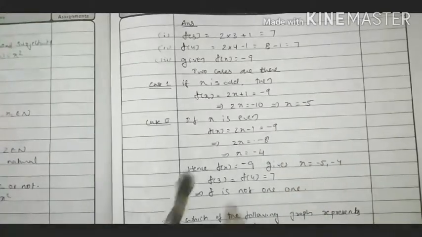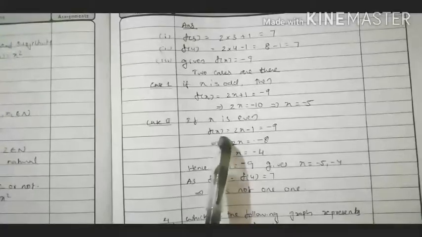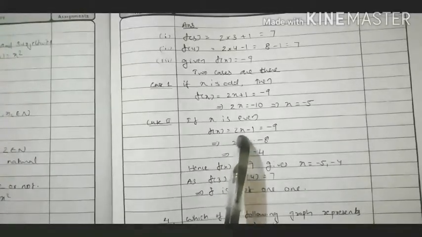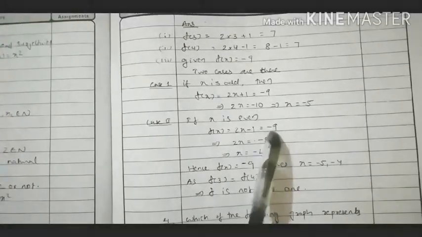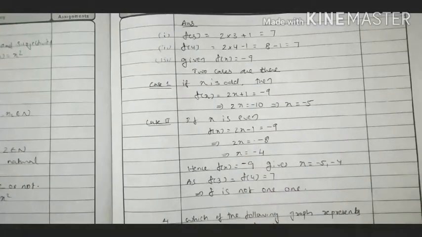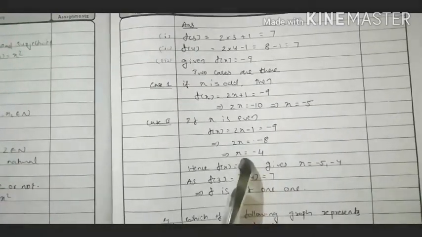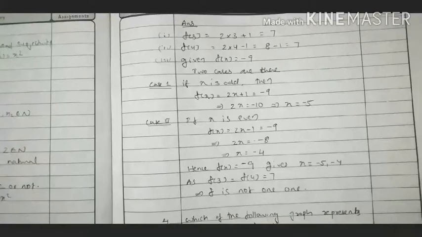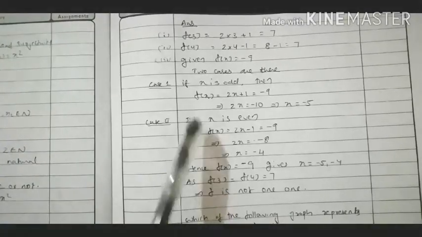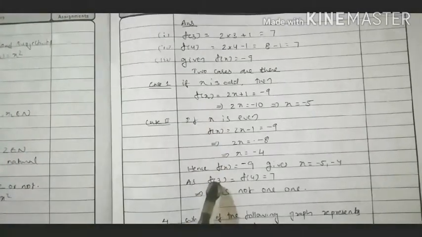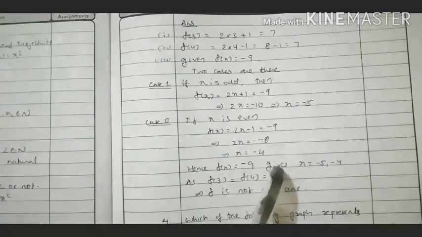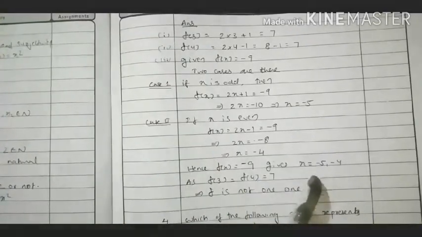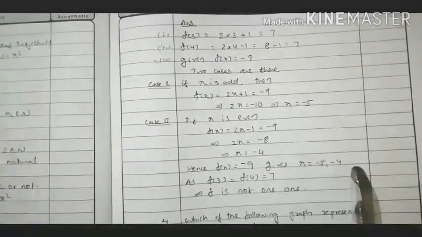And case 2 is if you are taking x as even, then f of x is defined like this: f of x is equal to 2x minus 1, that is equal to minus 9, that implies 2x is equal to minus 8, that implies x is equal to minus 4. And by using case 1 and case 2 we can say that if f of x is equal to minus 9, then x is equal to minus 5 or minus 4, that is, two values are possible: x is equal to minus 5 and minus 4.